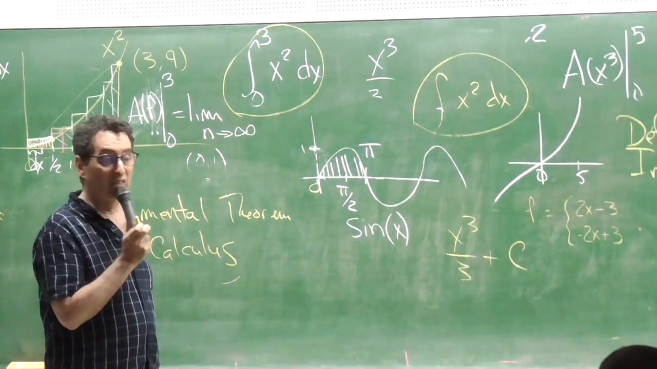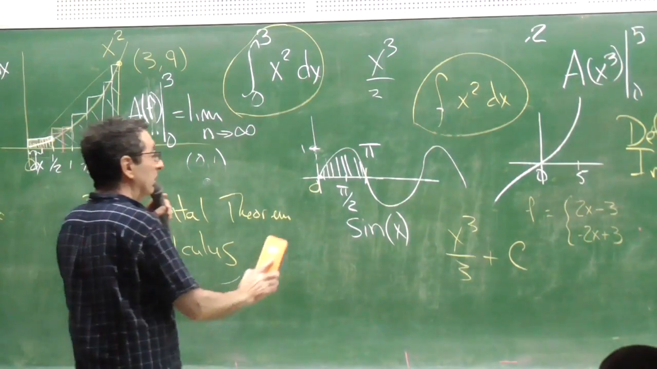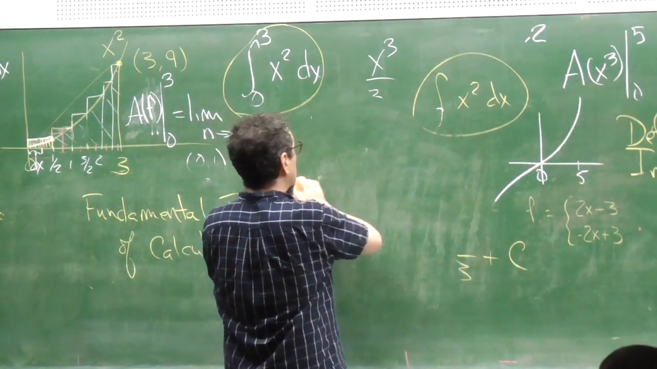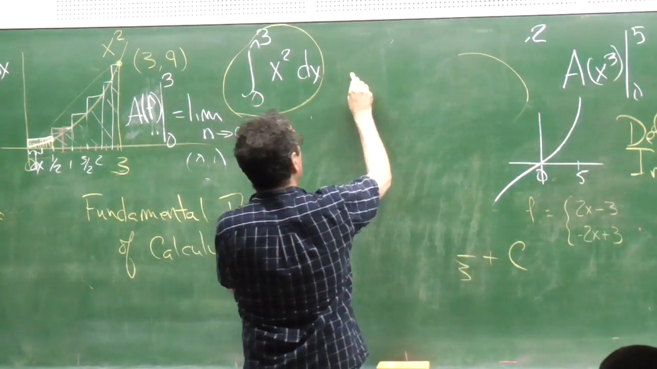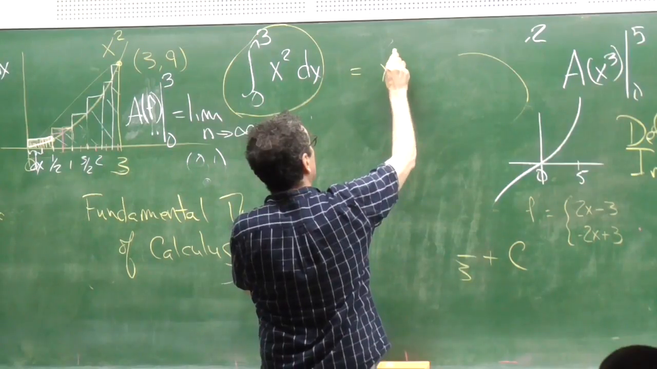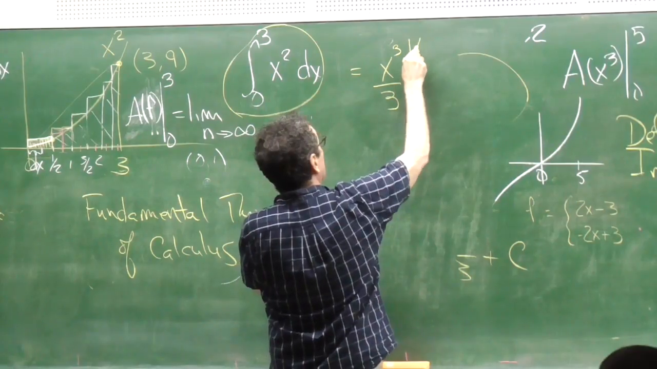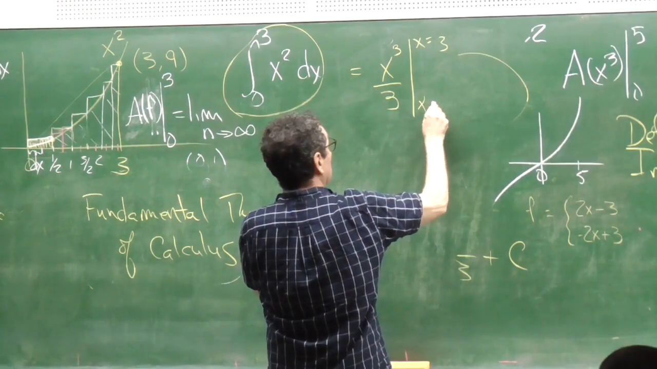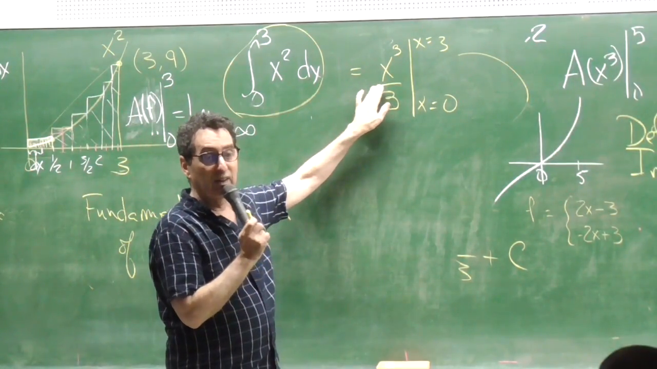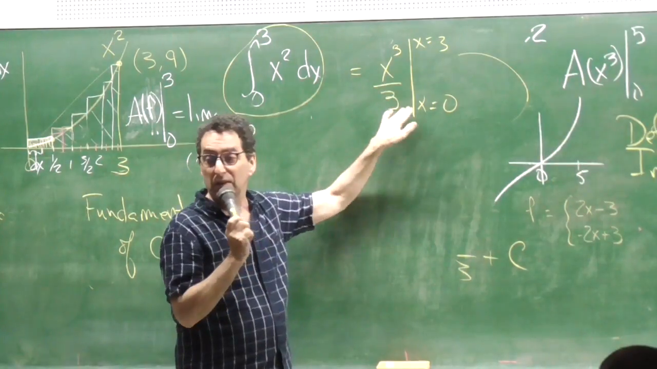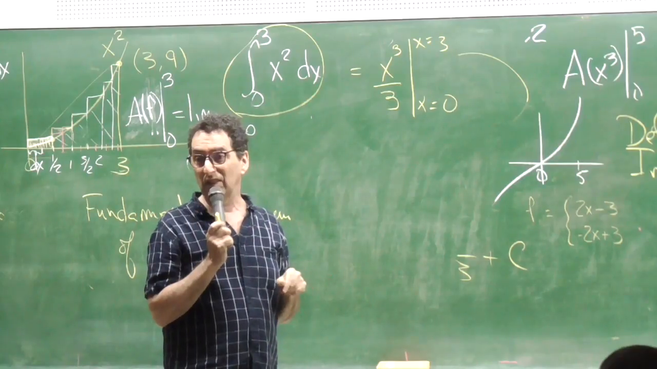Okay? So usually we write it like this. Usually they write it like this. Equals x cubed over 3 from x equals 3 to x equals 0. Okay, so that just means I did the antiderivative, and then this means put in 3, this means put in 0 and subtract the two. That's what this notation means.